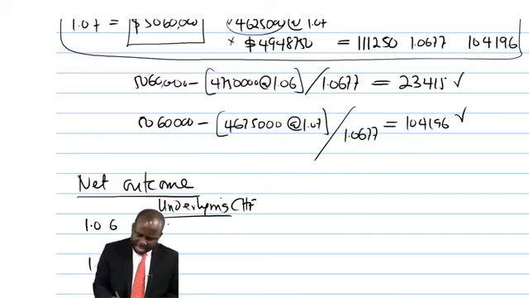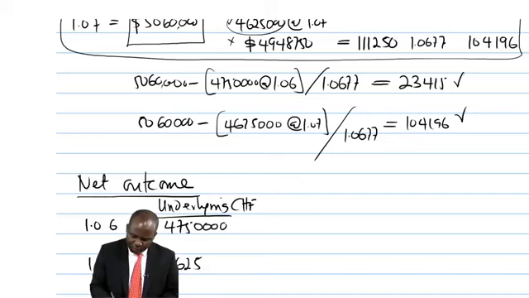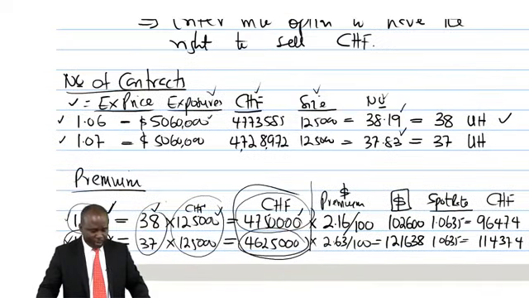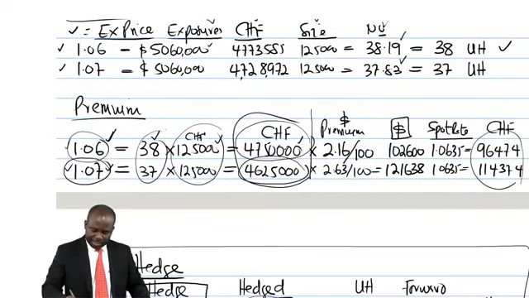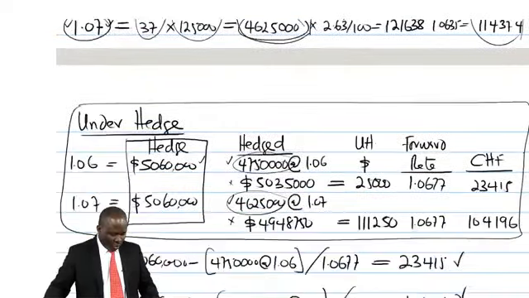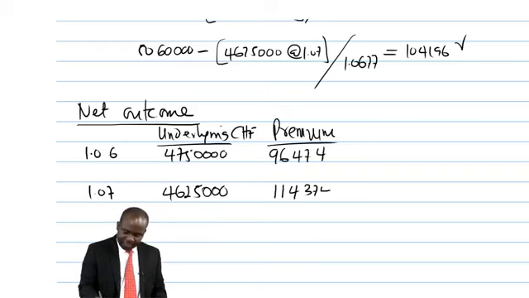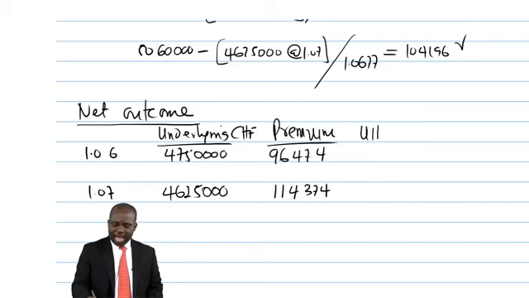Copy them. Here I will pay 475,123 and 4,625,123. Don't forget that in order to have the option, you need to pay a premium. We calculated the premium up here. So come and pick these two figures and then you move on. So the premiums will be 96,474 and 114,374.